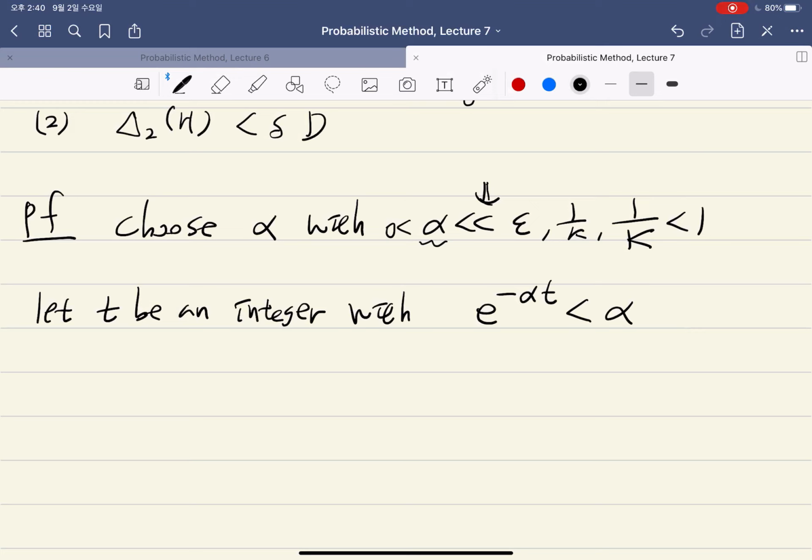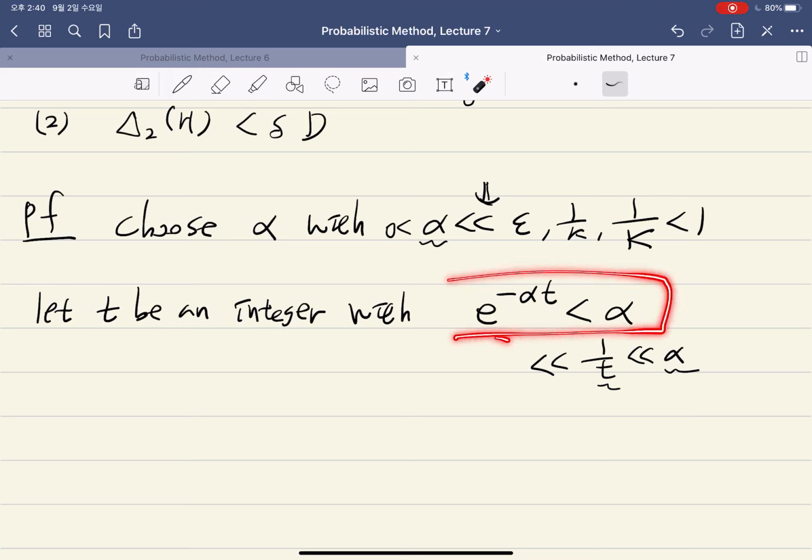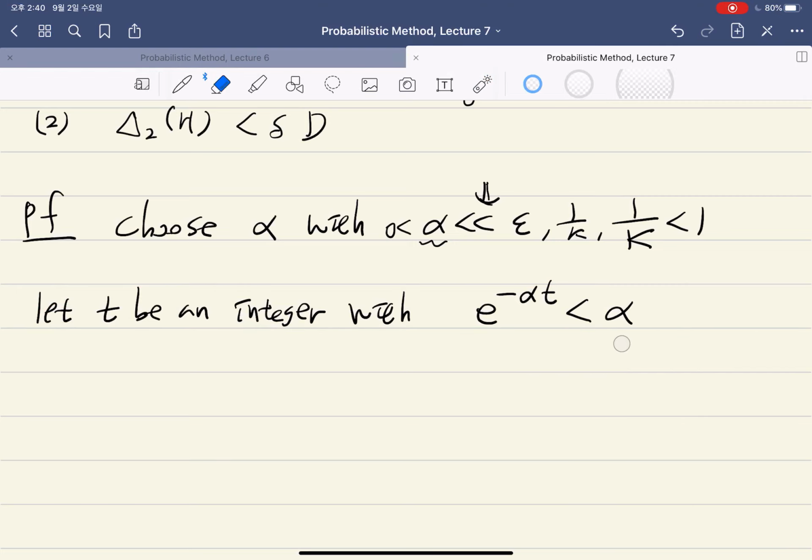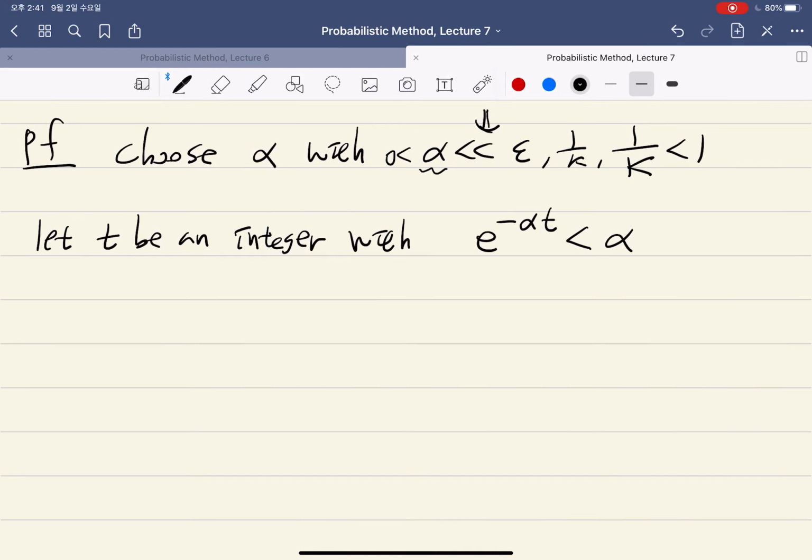So you can simply write that 1 over t is smaller and smaller than alpha. So given alpha, you also choose t so that t is much bigger compared to alpha. But the actual relationship we will use is this. But instead of this, it's also okay to write it in this way. And now we have chosen that.